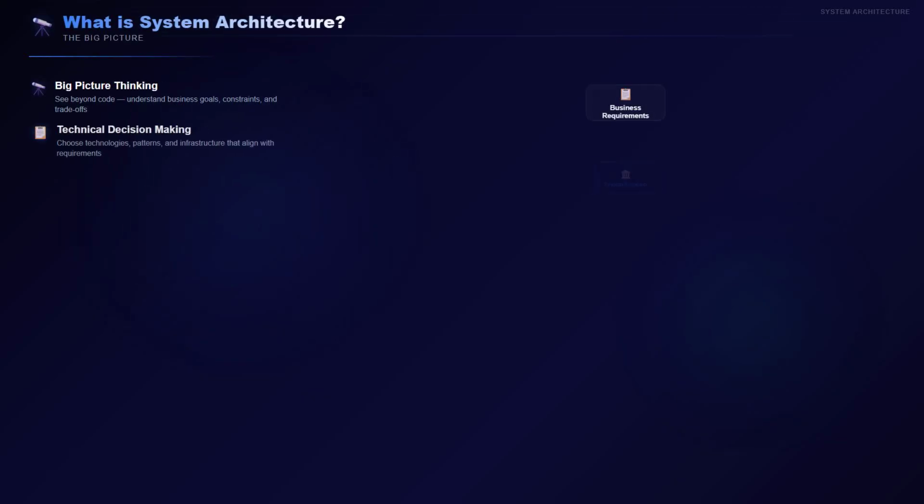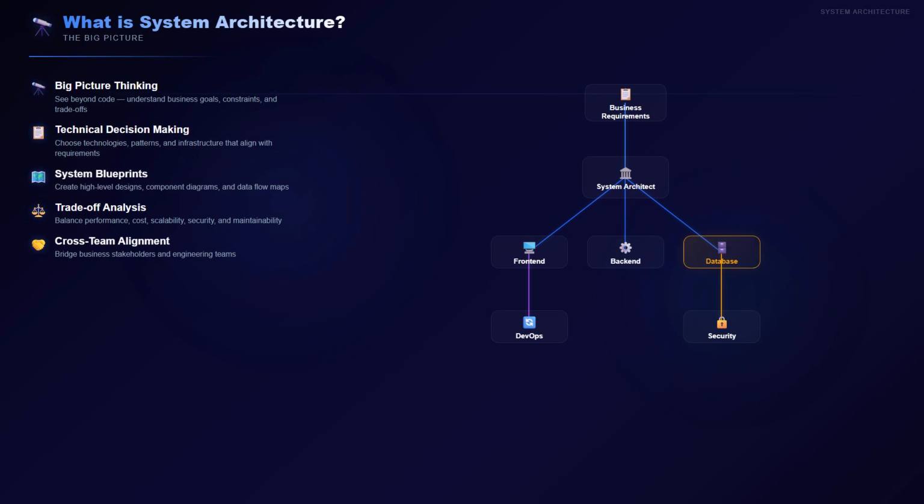So what exactly does a system architect do? As a developer, your job is to write code that works. As an architect, your job is to design systems that work at scale, under real-world constraints. A system architect is responsible for big-picture thinking. You define how components interact, what technologies to use, and how the system will evolve over years. You create blueprints, not just code.